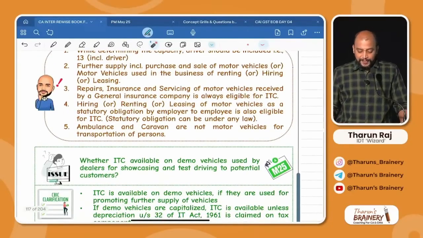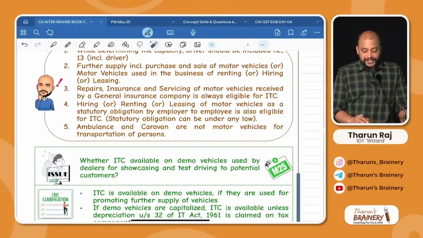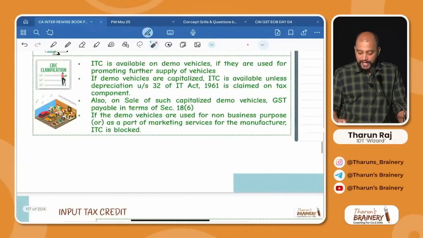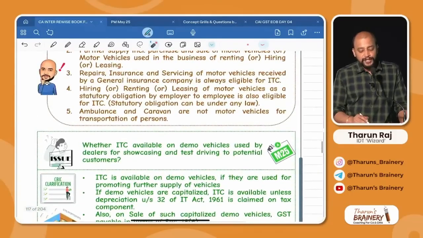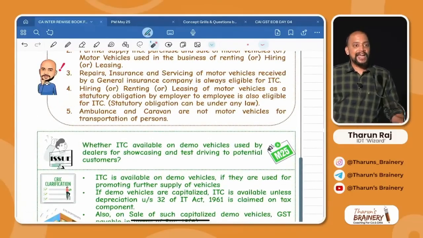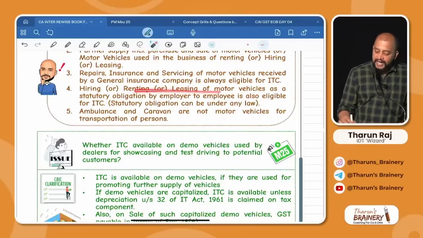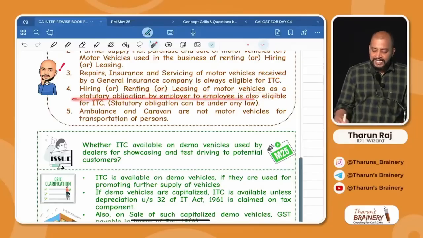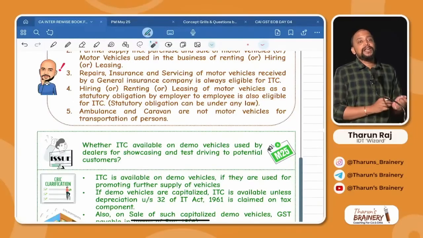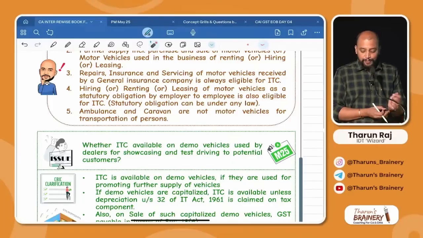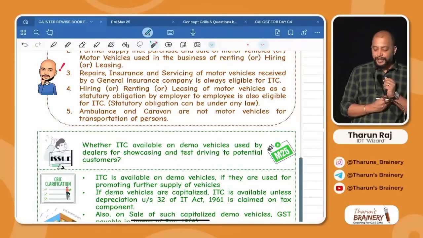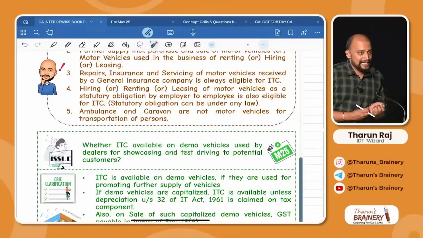Look into this. Up to the third point we discussed in the previous page, page number 105. Look into the fourth point. Hiring, renting or leasing of motor vehicles as a statutory obligation by the employer to the employee is also eligible for ITC. Statutory obligation can be under any law.